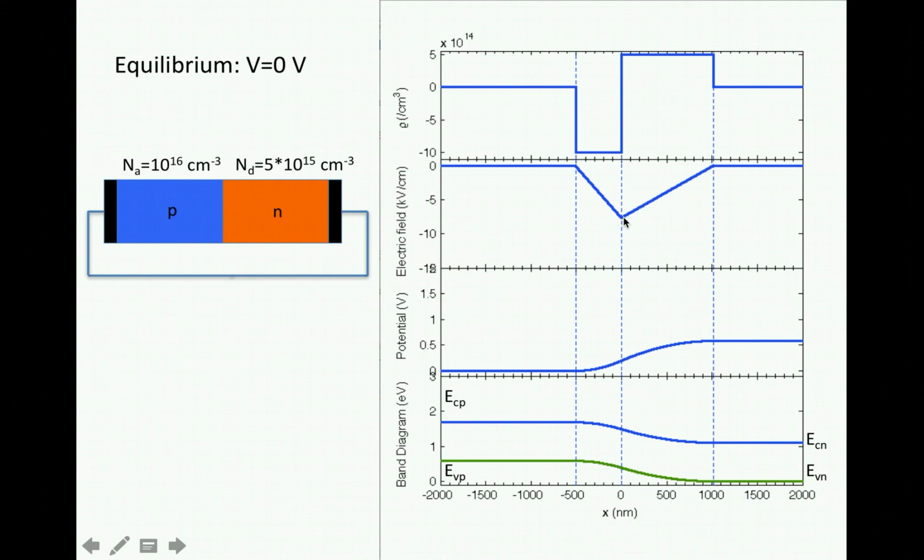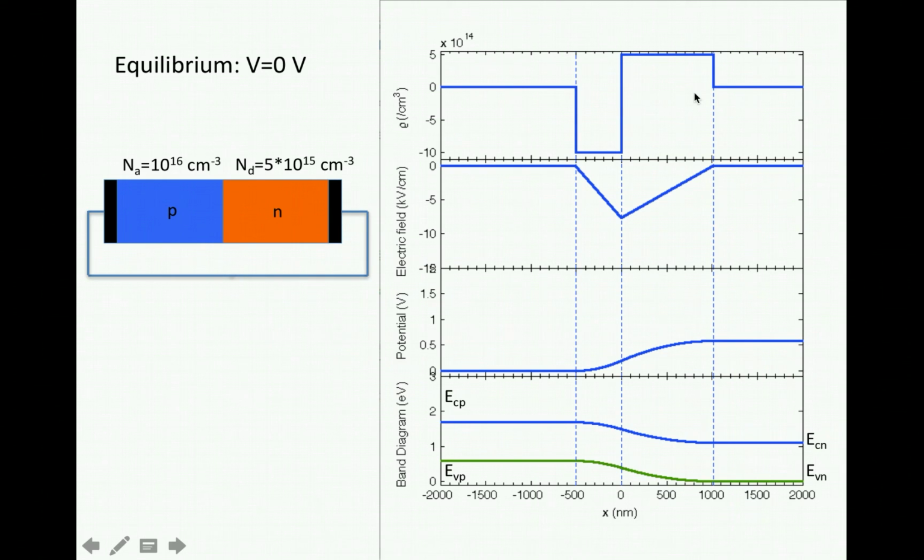The electric field has a maximum at the interface between the P-type and N-type regions, and this is the electrostatic potential, and this is the band diagram. And note that the P side has a higher doping density than the N side, and the higher the doping density on one side, the smaller the width of the depletion region on that side. So here the P-type doping is higher than the N side doping, and as a result the depletion width in the P side is smaller than that in the N side.